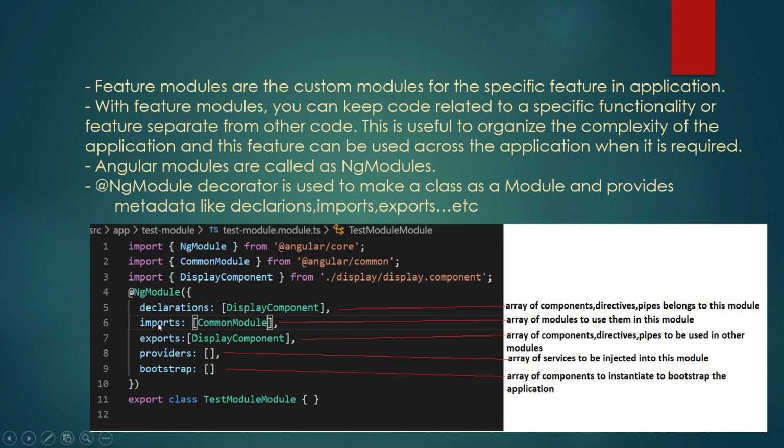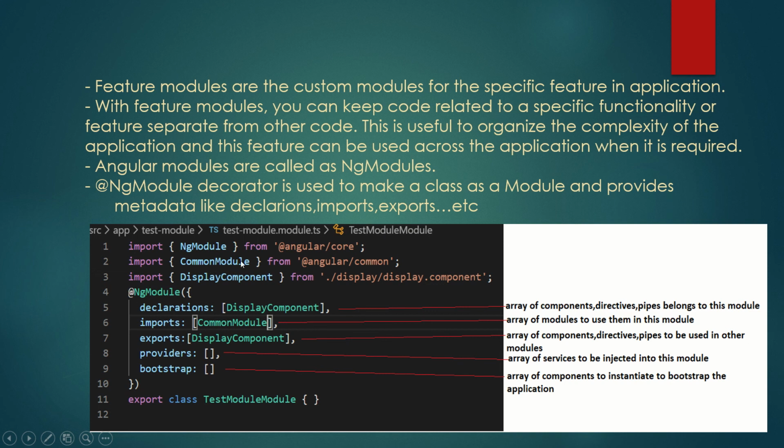The NgModule decorator has these properties: declarations, imports, exports, providers, bootstrap. The declarations array contains all the components, directives and pipes that belong to this module. Imports: if we want to use any other module's specific features in this module, first we need to import that module, and it should be specified in the imports array.